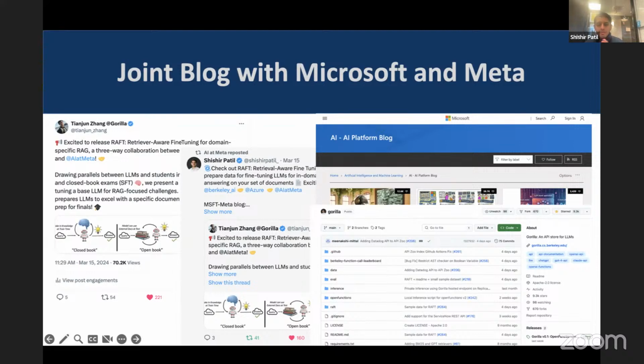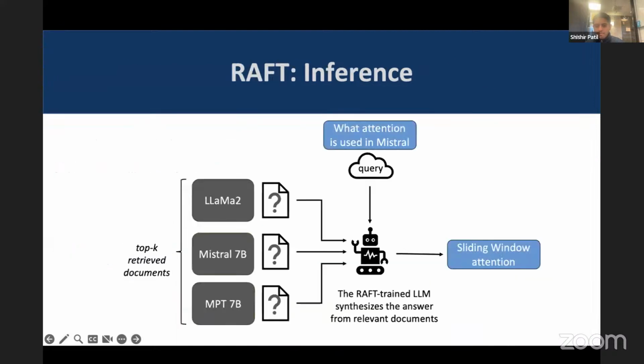Okay, I have a few topics I also want to touch upon, but any questions so far on RAFT? Any questions regarding the methodology? Any clarification questions, or you want Shishir to explain anything specific?